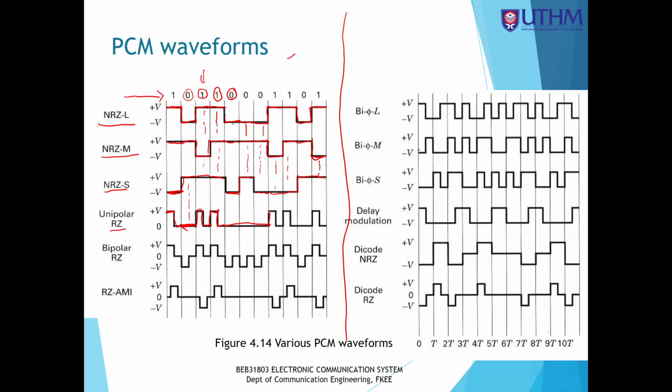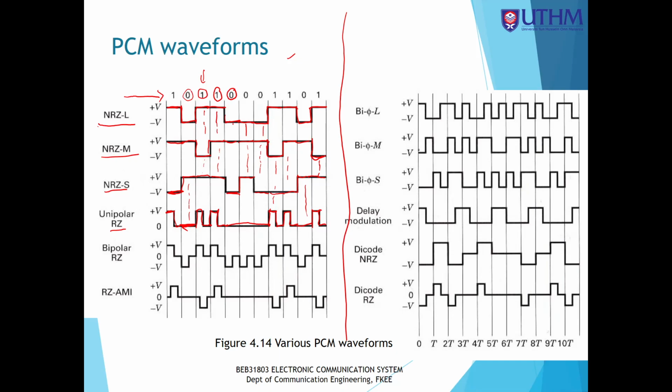And then here, input 1. So positive voltage, return to 0. Positive voltage, return to 0. And then no change for input logic 0. And then input logic 1, positive voltage output, and then return to 0. So this is return to 0 unipolar.